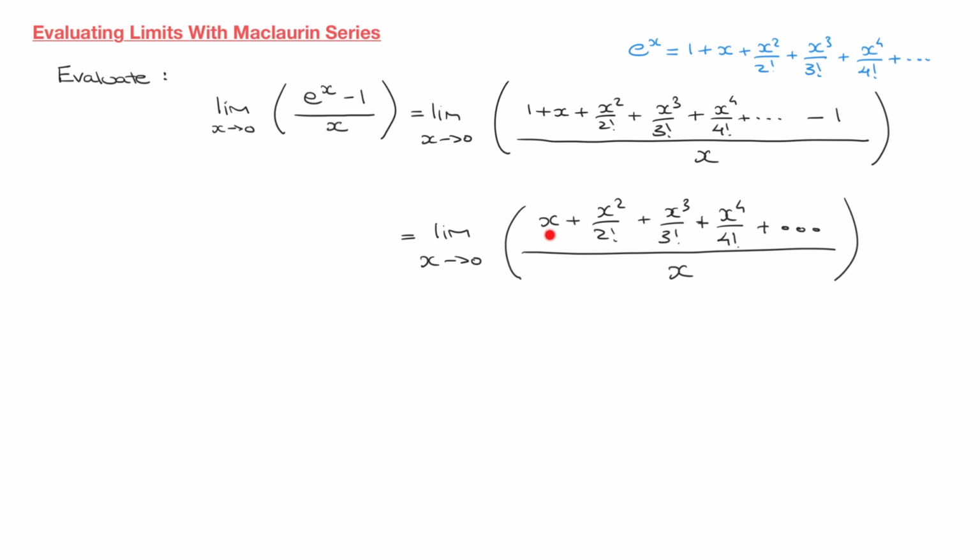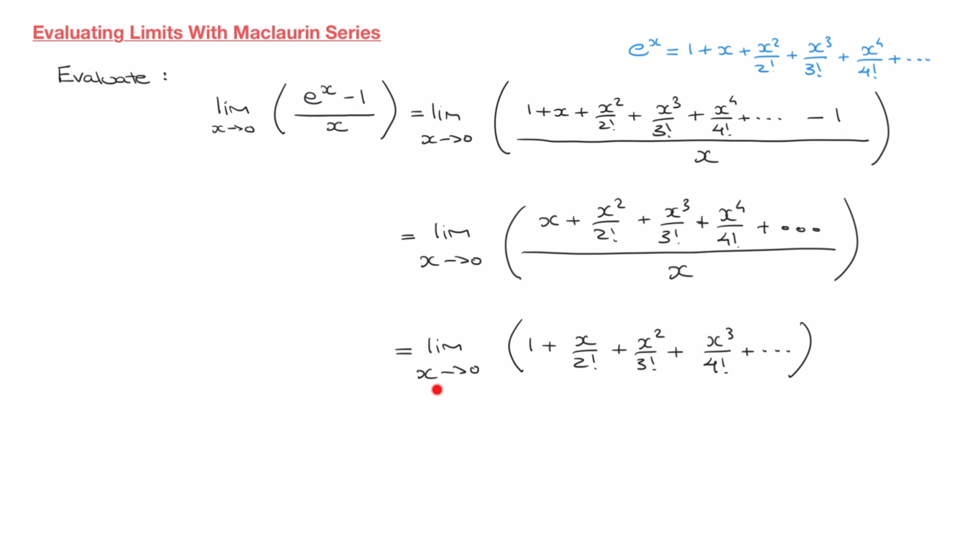Okay, now each and every single one of the terms we have on the numerator can now be divided by this x we see here. And so this limit turns into the limit as x tends towards 0 of 1 plus x over factorial 2 plus x squared over factorial 3 plus x cubed over factorial 4, and so on and so forth.